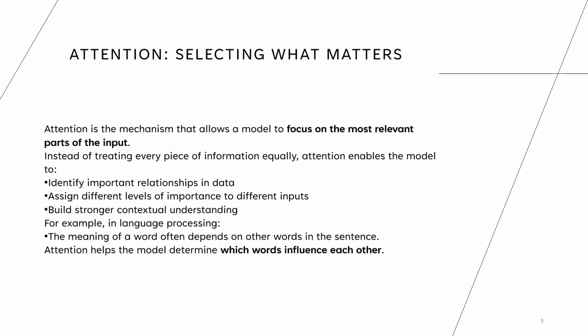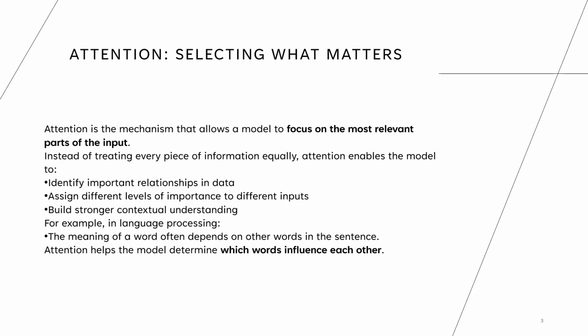One of the most important ideas behind transformer neural networks is the concept of attention. Attention is the mechanism that allows a model to decide what information matters most when making a prediction. In many types of data, especially language, not every piece of information contributes equally to meaning. Some words, phrases, or elements in the input may be far more important than others. Attention allows the model to focus on the most relevant parts of the input, while giving less importance to information that is less useful.